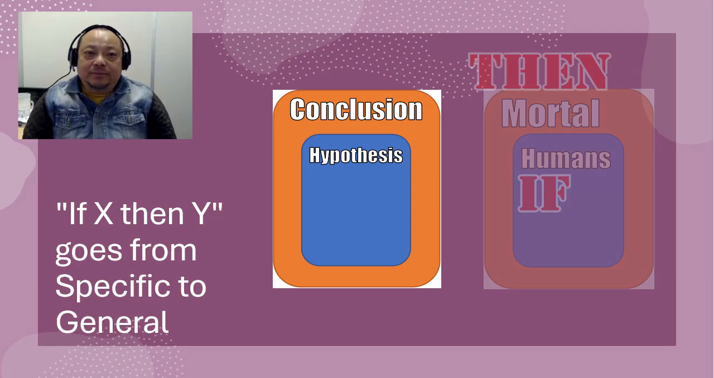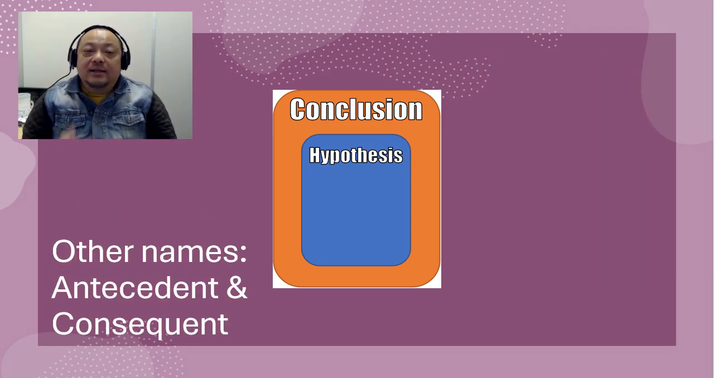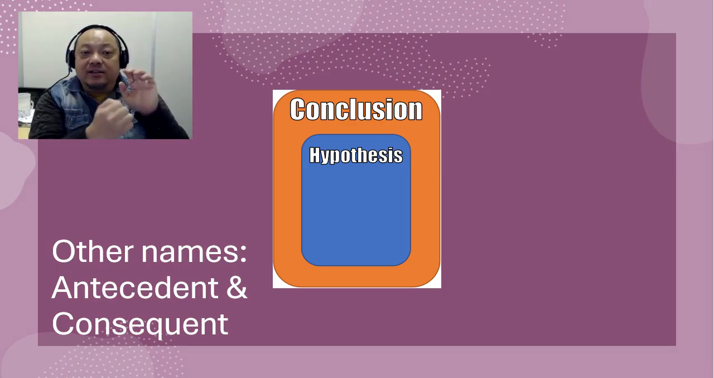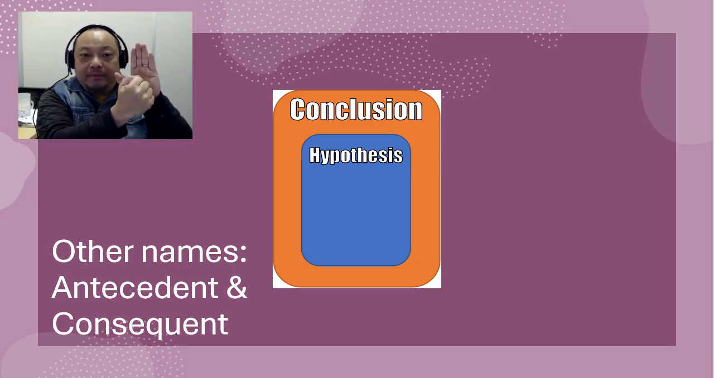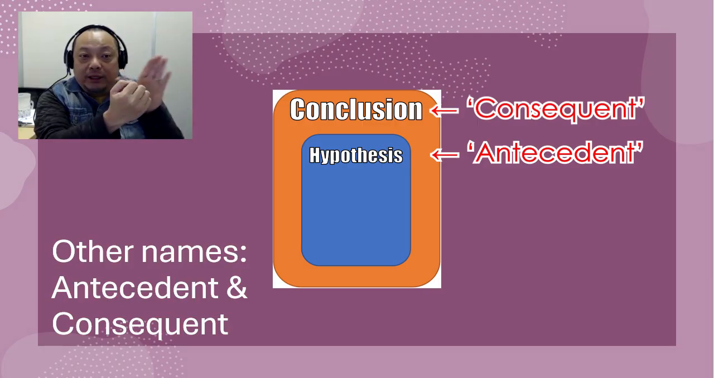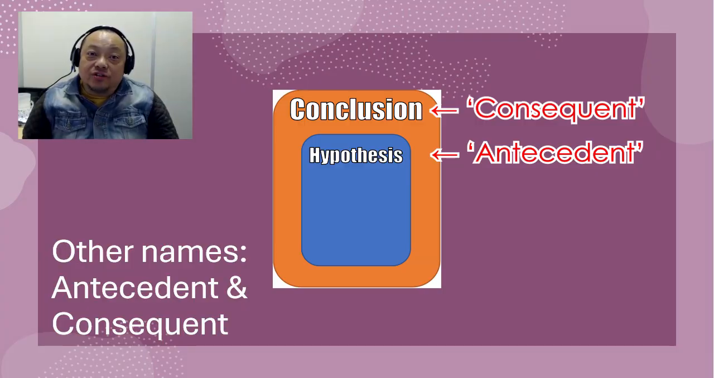Just one more thing. Some people use different terminology for hypothesis and conclusion. In the statement, if X then Y, some people call X, the if part, the antecedent. And the Y part, the then part, they call it the consequent. So the hypothesis is also called the antecedent, and the conclusion is also called the consequent.